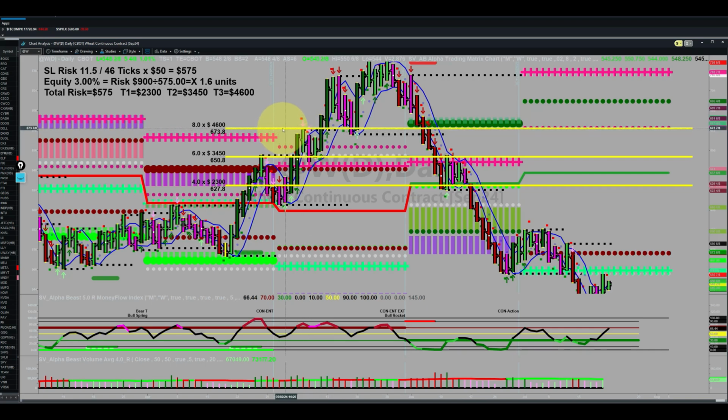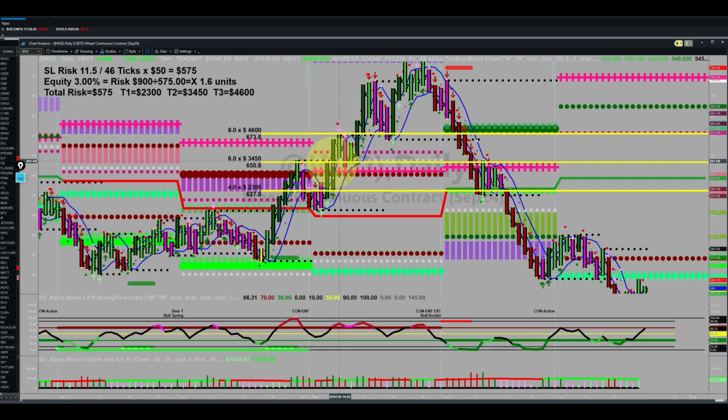Trading is fast, and we've tried to make it as efficient as possible. So basically, then it outlines your risk, 575. Then T1 is target 1, target 2, target 3. At your first target, you would make $2,300. Second target, it would be $3,450. On the third target, it would be $4,600. Your losses will never outrun your winners. Your winners are moving 4 to 6 times your risk at any given trade almost.